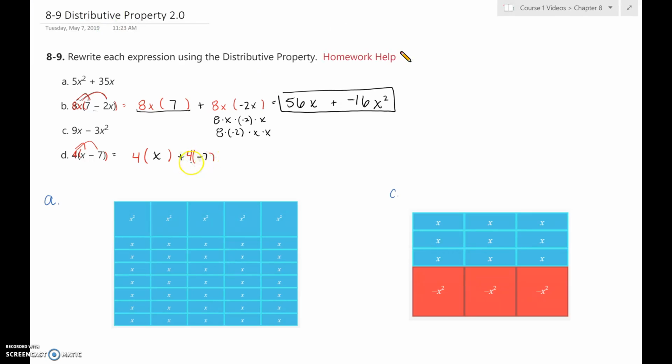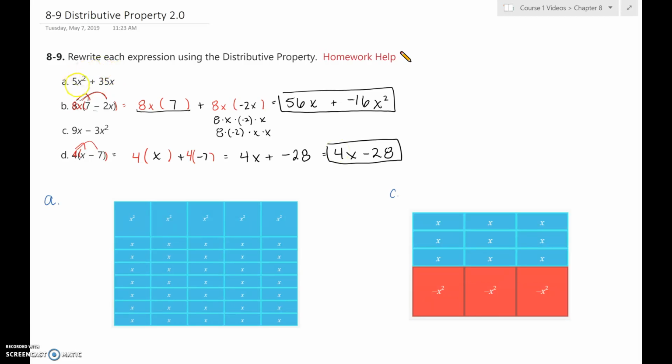Now you might say, Mr. Marcus, that isn't a negative 7, that's a minus 7. Well, remember that subtracting 7 is the same thing as adding negative 7. So now we've got 4 times x is 4x, and 4 times negative 7 is negative 28. So you could write this as that, or you could write it as 4x minus 28. Same thing. All right, so that's using the distributive property to take a factor and get a product here.